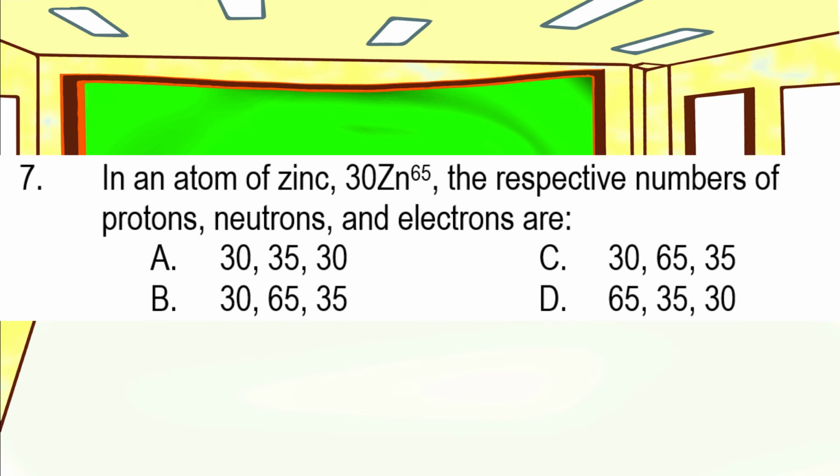Question number 7. In an atom of zinc, the respective numbers of protons, neutrons, and electrons are A. 30, 35, 30, B. 30, 65, 35, C. 30, 65, 35, D. 65, 35, 30.